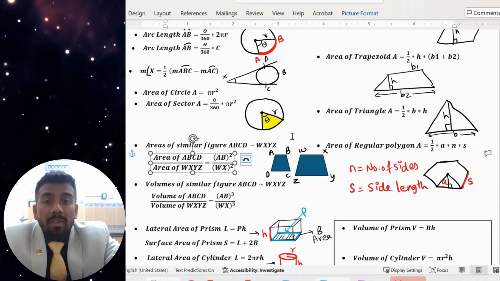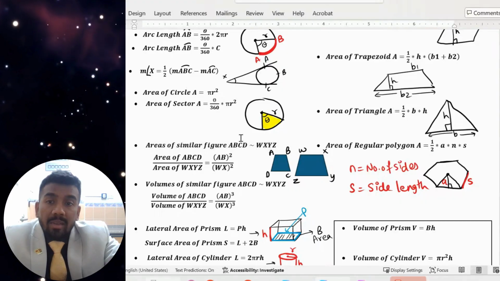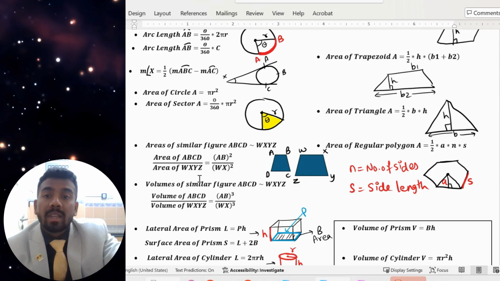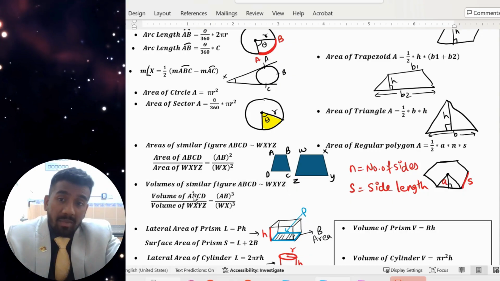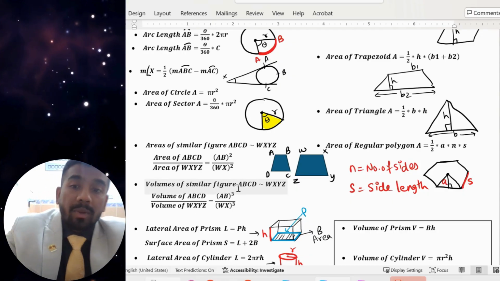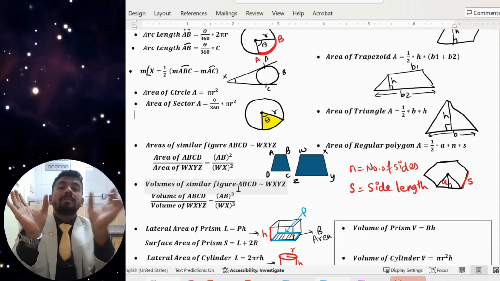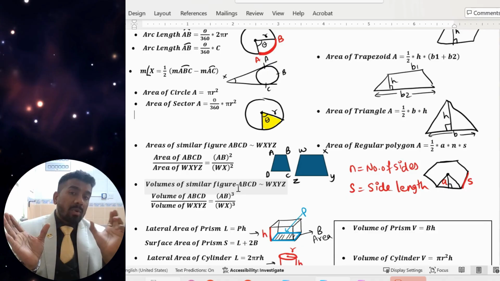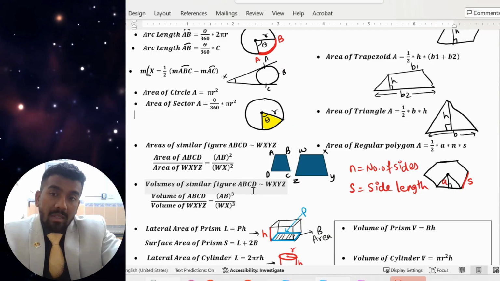Now areas of similar figures, we just now did it. Okay. If they have given the figures similar and they want area, you can take the two areas like this, two figures' area over, and the side should be squared. Same if they want volume, the side will be cubed. Okay, but make sure if you take the figure ABCD, you take the same side AB up. WXYZ, the same corresponding side WX. You see, so if you take AB, you have to take WX. Okay, same like this.